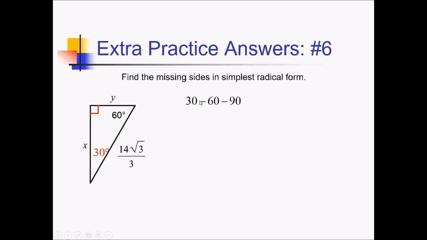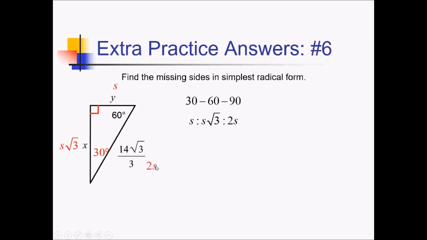Our sides then are in the ratio of s to s radical 3 to 2s. Putting those on the triangle so I can tell which is which, across from 30, I've got my s side up here. Across from 60, that's my s radical 3 side over there. And here on the hypotenuse, across from 90, that's my 2s side.